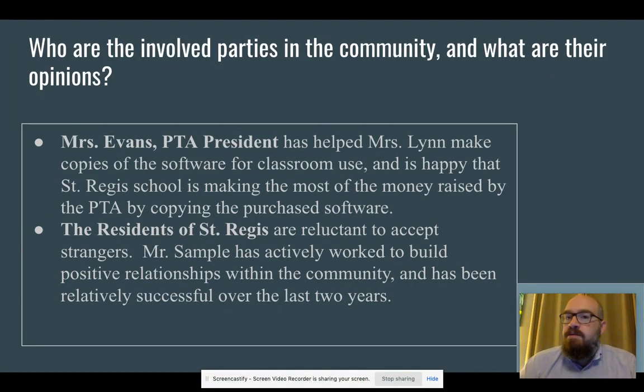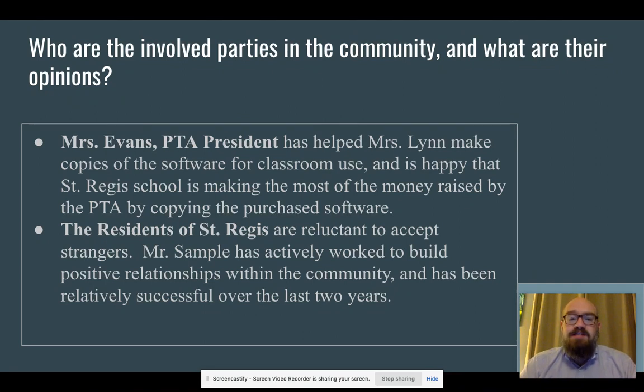We also want to look at the community and what are their opinions, and primarily Mrs. Evans, who is our PTA president. She helped Mrs. Lynn make the copies of software for classroom use. She's happy that the school is making the most of the money raised by the PTA by copying the purchased software. It's also important to point out that the residents of St.